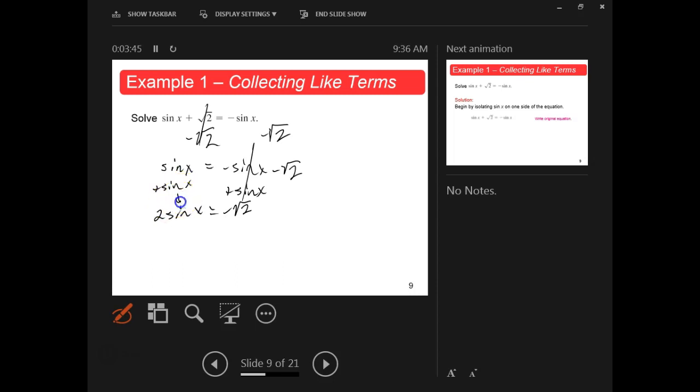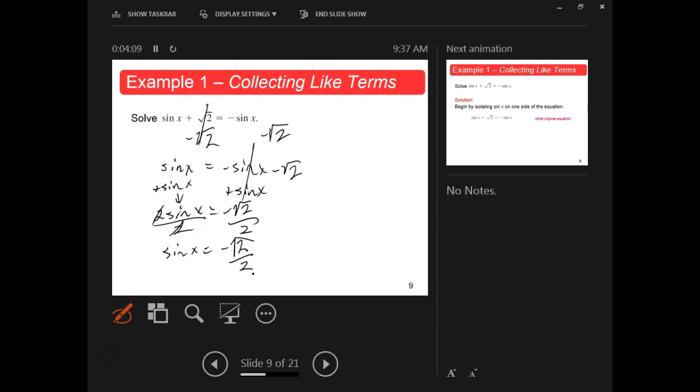Solve for sine x. So what would you do? Divide by 2. Very good. Okay? The 2's go out. So now we have the sine of x is equal to minus root 2 over 2. Now, what's that?